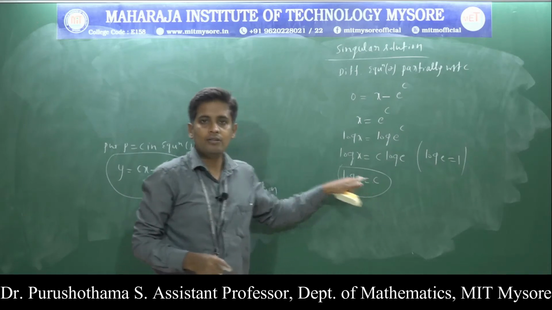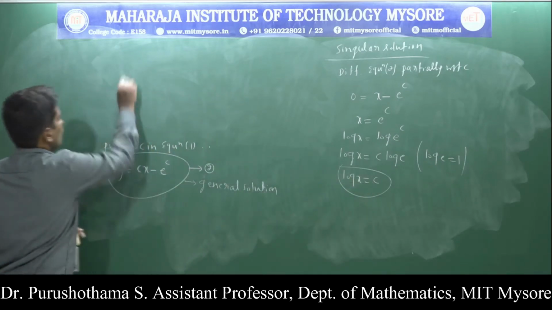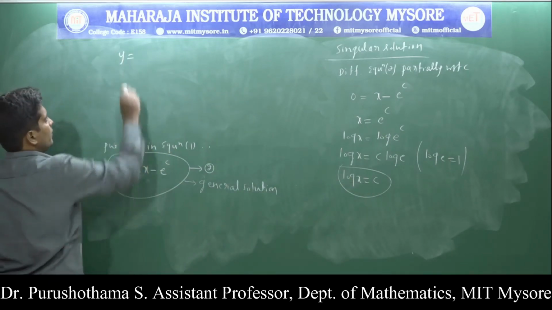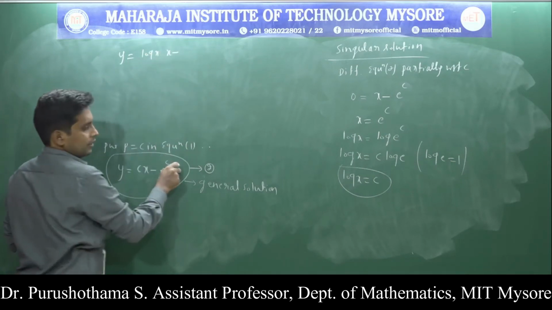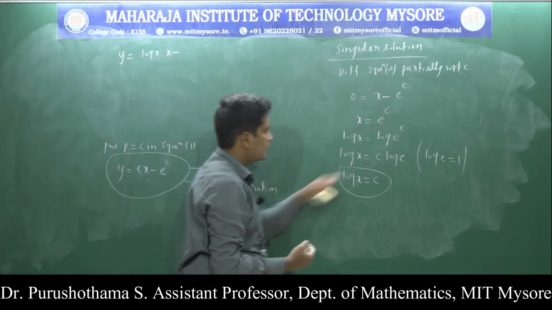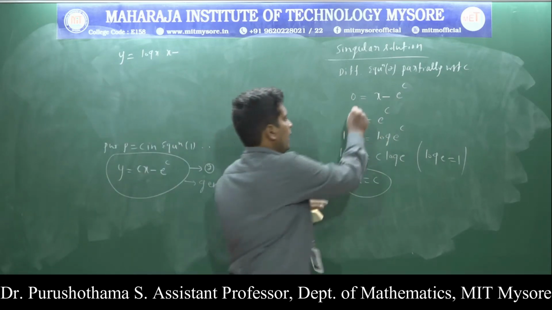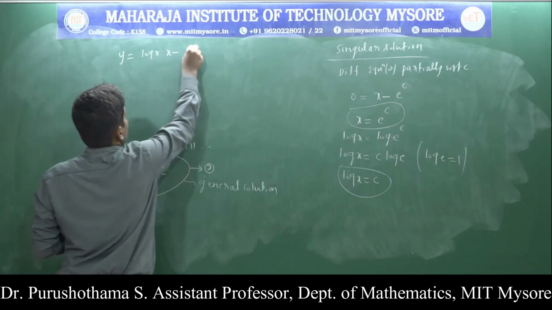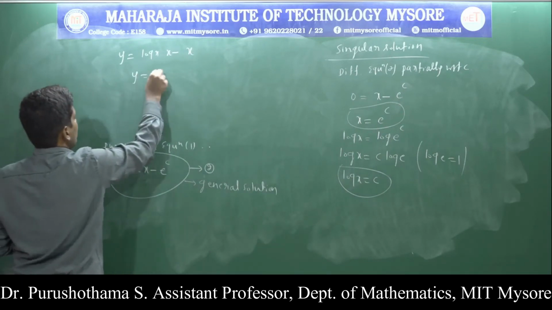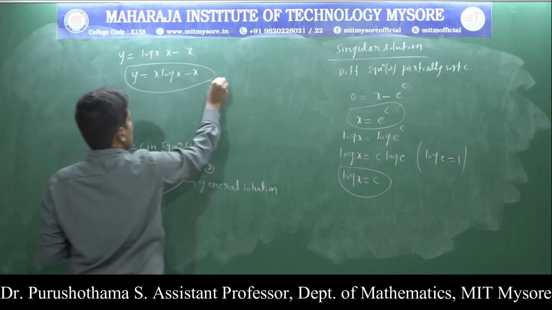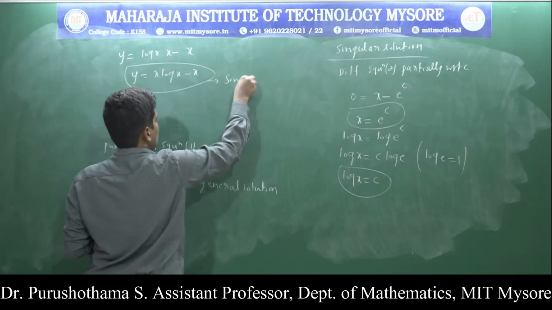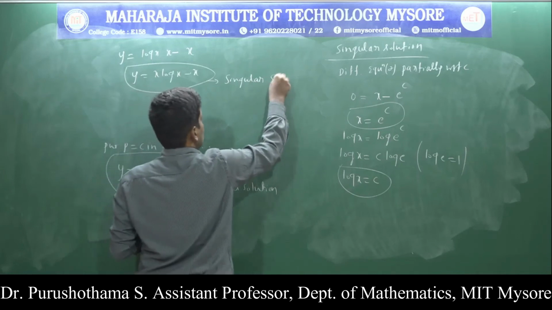Using the c value in equation 2, y is equal to c into x, which is log x into x, minus e power c. e power c is nothing but x. Therefore, minus x, or y is equal to x into log x minus x. This is the singular solution of the given equation.